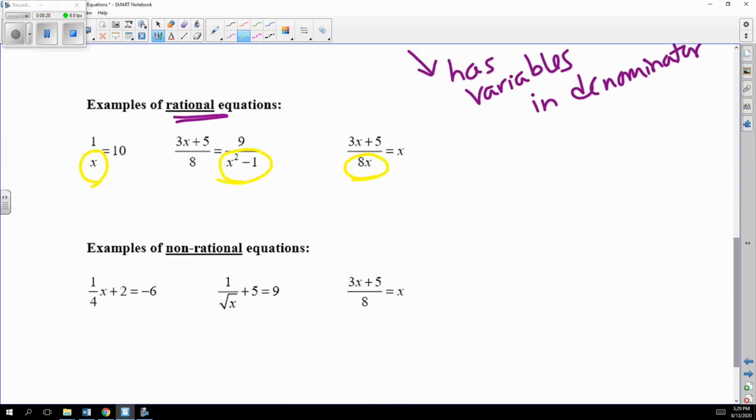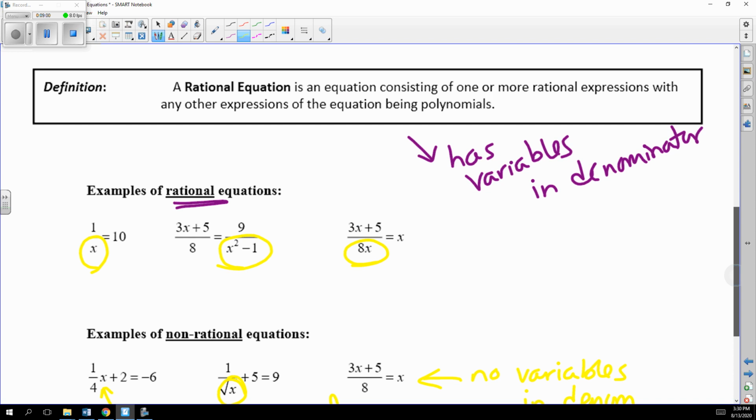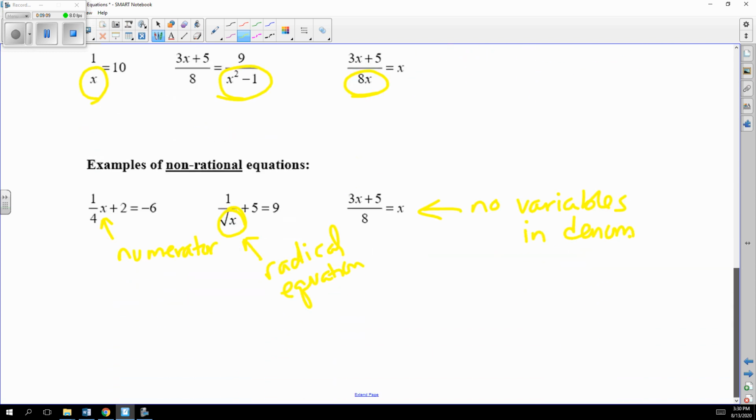Here's why these are not rational equations. This is in the numerator right here. If it's off on the side, then it's in the numerator. This is not a rational equation because it's a root. This is a radical equation. And this one is not rational because you have no variables in the denominator. And we do want to look for polynomial expressions, rational expressions with any other expressions of the equation being polynomial rational expressions. Okay. All right. So you'll have to identify a few of those.